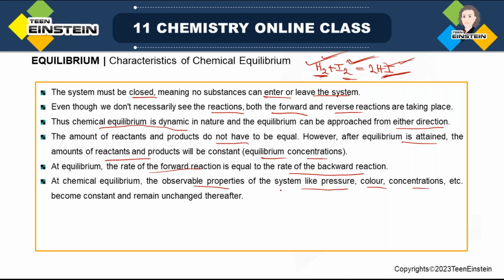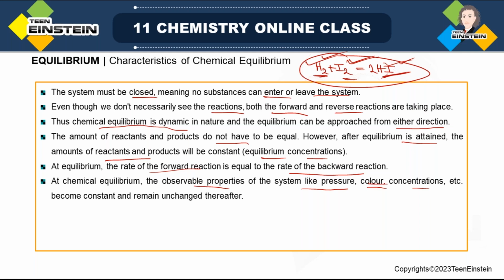Just try to remember when we discussed this example, H2 plus I2. Iodine is a deep violet colored solid, and if you keep it in a closed transparent container, you can see some violet vapor, right? Now, once you start the reaction from the left-hand side, gradually the concentration of iodine will decrease, but it is not that all the iodine will decompose. It will decrease, and once equilibrium is reached, the color intensity of iodine will also become fixed.